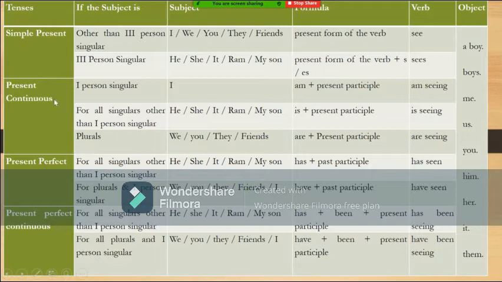So to indicate present, we have am, is, are. To indicate continuous, we have the present participle, ing form. So for I, am seeing. For he, is seeing. For they, are seeing.